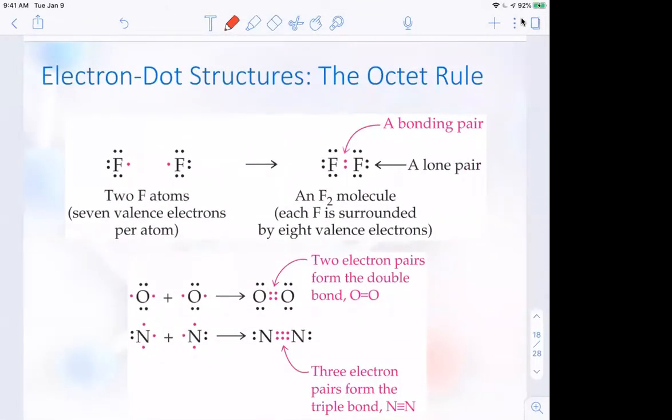Here's another way that I could use this model in order to predict bonding. 2 fluorine atoms, right? Fluorine is in group 7A. I have 7 valence electrons around each one. All I want to do is connect the dots, and then I end up with this fluorine molecule. Fluorine is also a diatomic molecular element. We know that in nature, fluorine is found as F2, not as discrete fluorine atoms. Well, oxygen and nitrogen, these are also diatomic molecular elements.